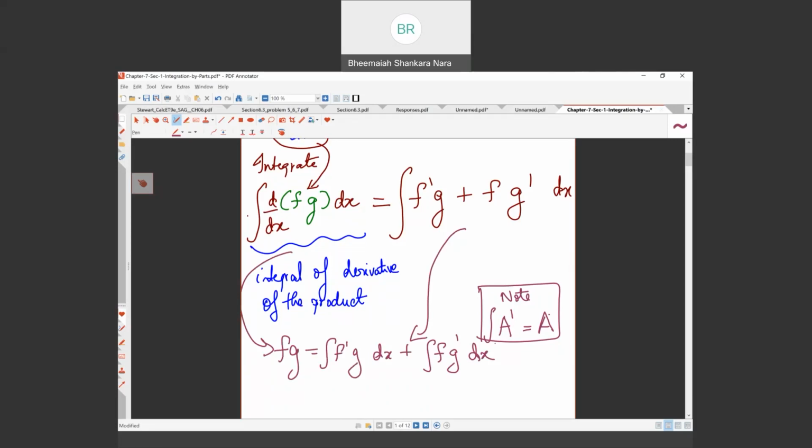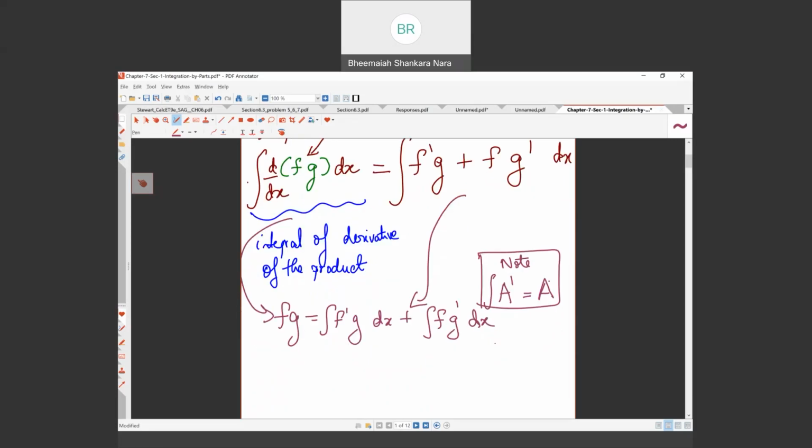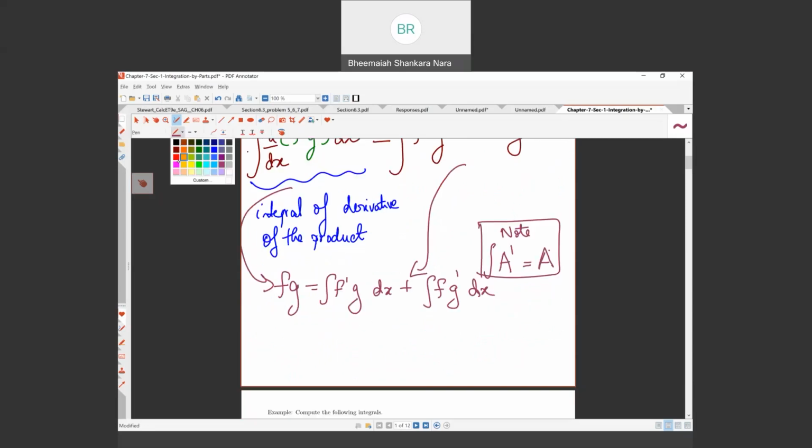There's one more way of writing this. So rewrite the expression. Write these first, bring to the left, and move this term to the right. So the integral of f g prime dx equals fg minus the integral of f prime g dx.